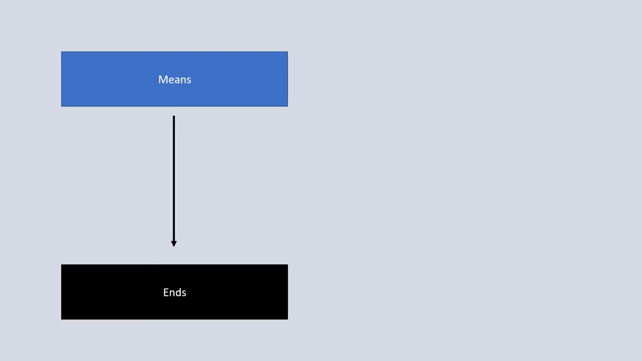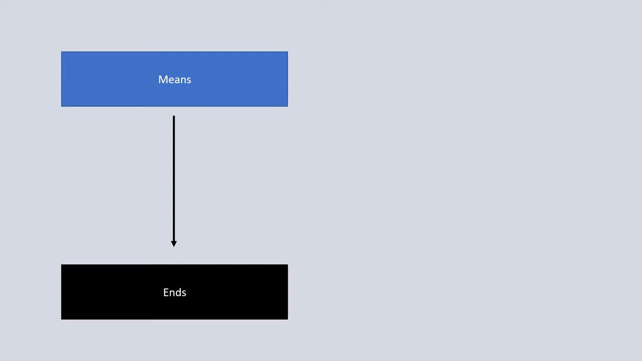Now, to see what's wrong with this argument, we have to think about the relationship between means and ends, right? And when people make this argument about consequences and violence, they're distinguishing the means from the ends. So the means is, for example, the action used, and the fact that it's violent, and the fact that it's death, and the fact that it means suffering.